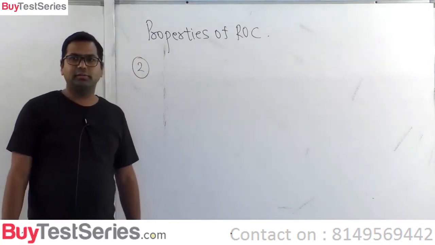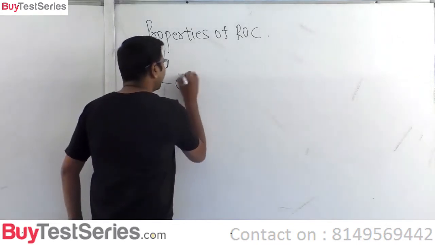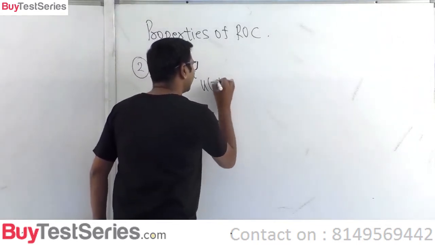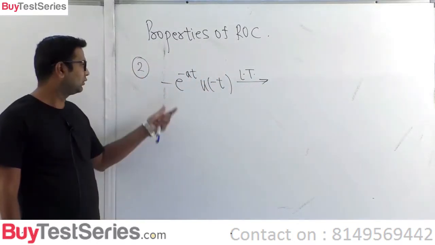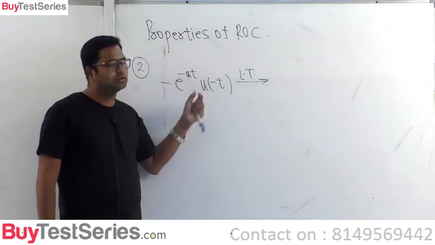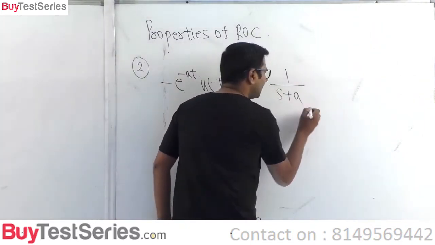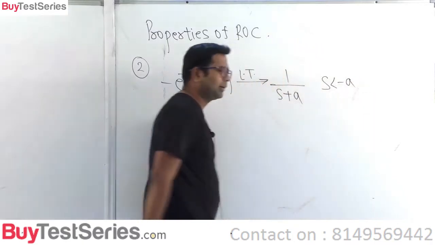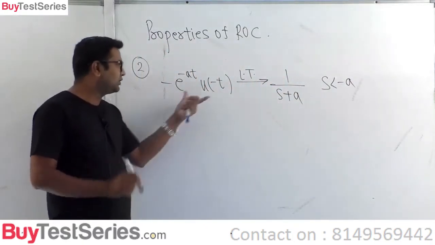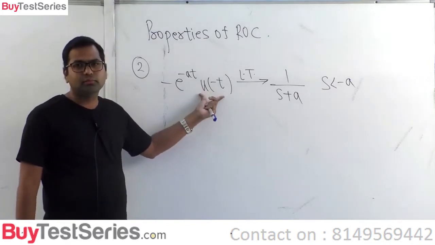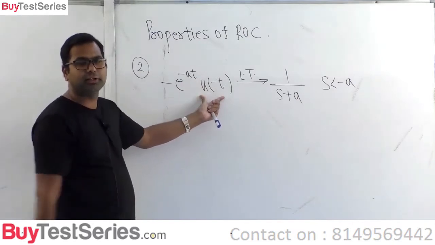Let us look at the second property of ROC. The second property can be understood with the help of another question that we have solved. We have solved the question minus e raised to minus at u of minus t. The Laplace transform is 1 upon s plus a, and the ROC was s less than minus a. Now, if you observe, this signal is multiplied by u of minus t. U of minus t starts from 0 and goes to minus infinity.